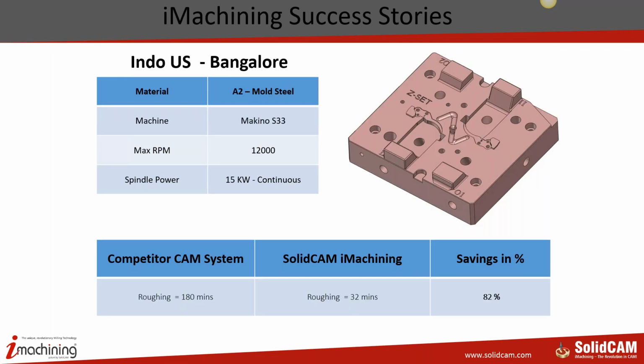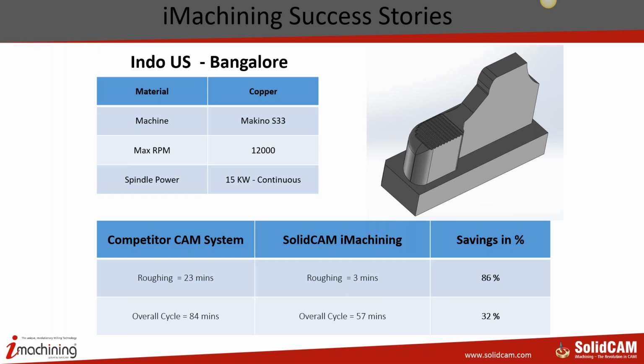Indo-US, on A2 mold steel, Makino S33, 12,000 RPM: down from 180 minutes to 32 minutes. Same company, on a copper electrode, roughing went down from 23 minutes to 3 minutes. Overall cycle time went from 84 minutes to 57 minutes.